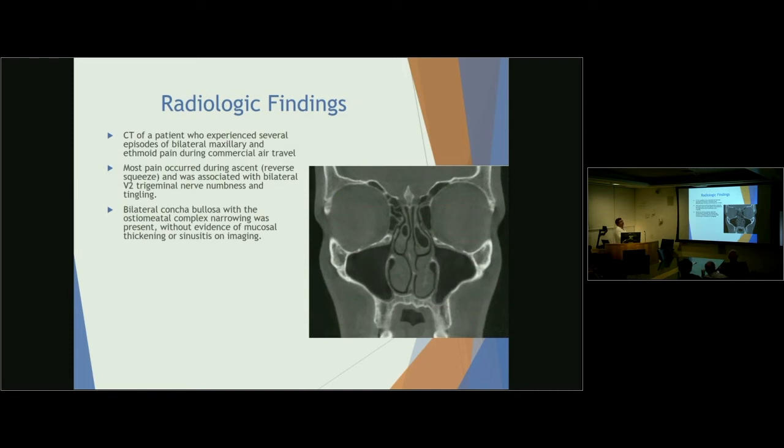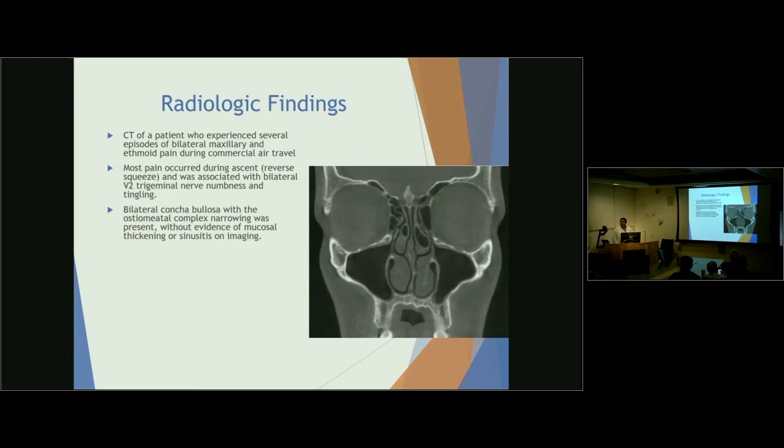As you correctly mentioned, he has bilateral concha bullosa and OMC narrowing, without evidence of mucosal thickening. So we talked to him about the CAT scan and things that we can do. And this was around the same time that we were doing this literature review. So we thought about ballooning this guy, but then we found a couple of papers, and I'm going to talk about those papers too.